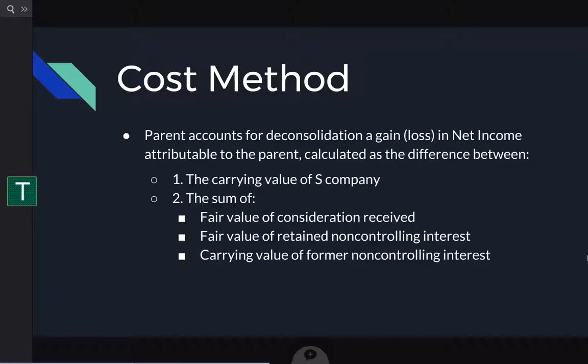First of all, the fair value of consideration received, so the fair value of the money you got for selling your shares, for example. Two, the fair value of retained non-controlling interest. So if you originally owned 70% and you sold enough of your shares to get you down to 30%, then this would be the fair value of the 30% that you retain. And three, the carrying value of the former non-controlling interest before the change in ownership.